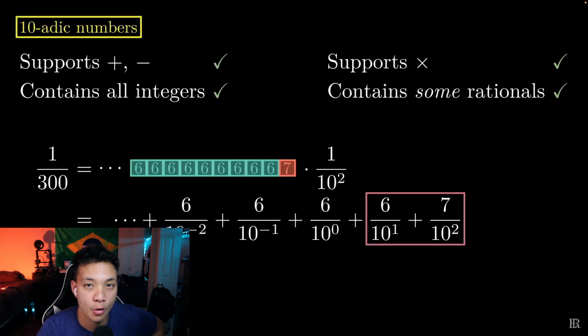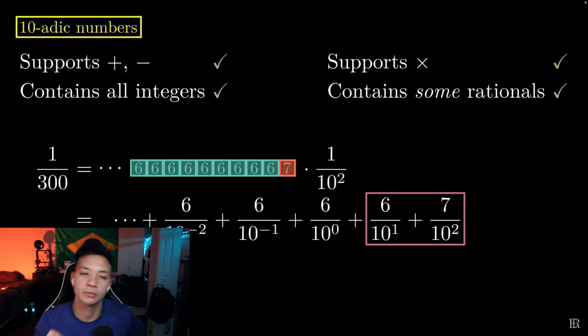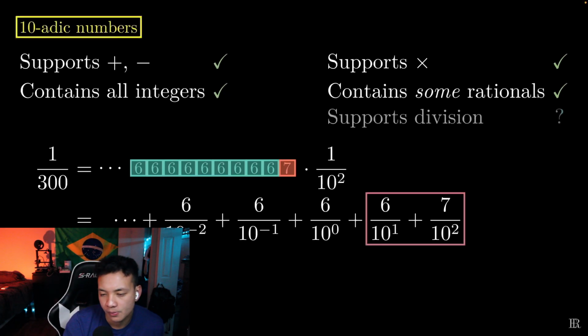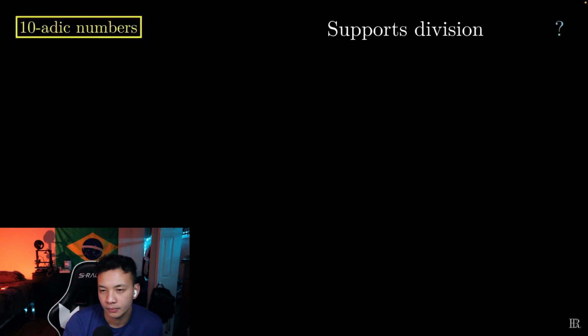In order to get all rational numbers, at the very least, we need to enlarge the 10-adic integers to include the 10-adic numbers. But for the 10-adic numbers to be just as good as the real numbers, we'll want to be able to divide as well as multiply. And this is the catch for base 10. We just saw that we can divide 1 by 3 or 1 by 300 and get 10-adic numbers. But can we always divide a 10-adic number by another 10-adic number as long as we're not dividing by 0?